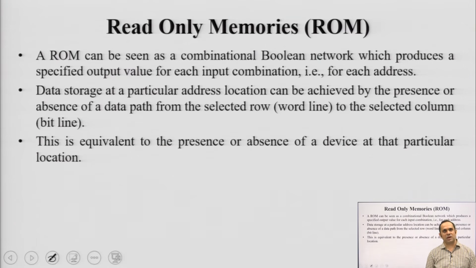And when you want to store the data at a particular address location, that can be achieved by the presence or absence of a data path. That depends upon what kind of circuit arrangement or what kind of logic arrangement you are using. Sometimes the absence of an active device writes the data, and sometimes the presence of an active device writes the data. So, you do it from the selected row, your word line. The rows which we have seen in the array are also known as word lines, and the columns in the memory array are also known as bit lines.